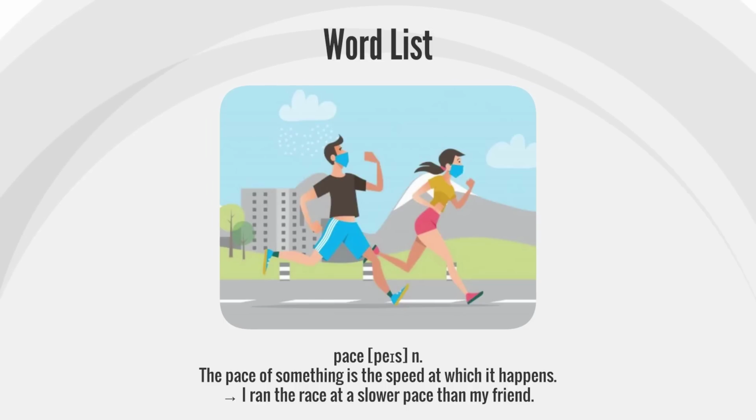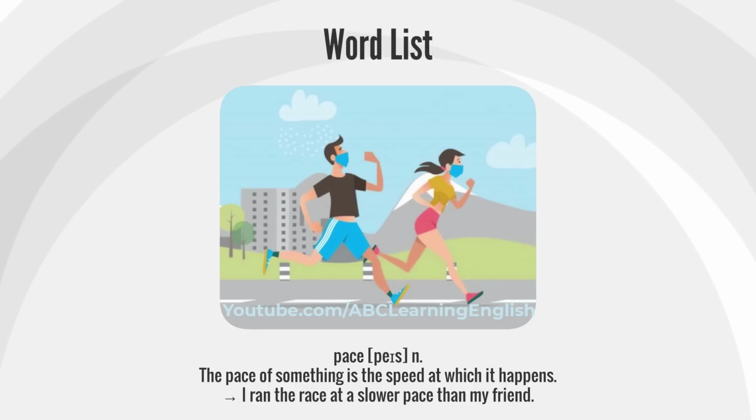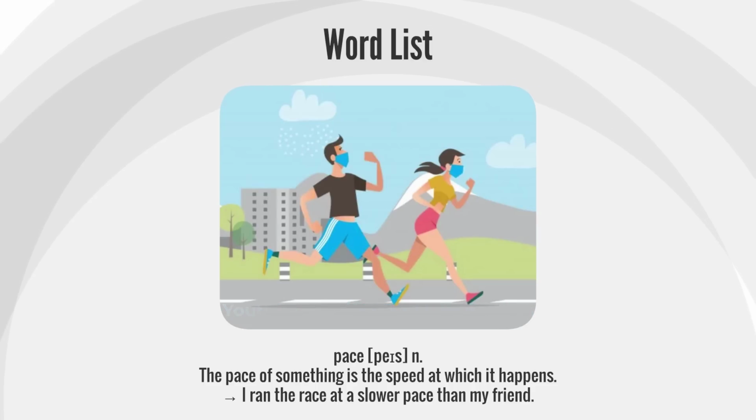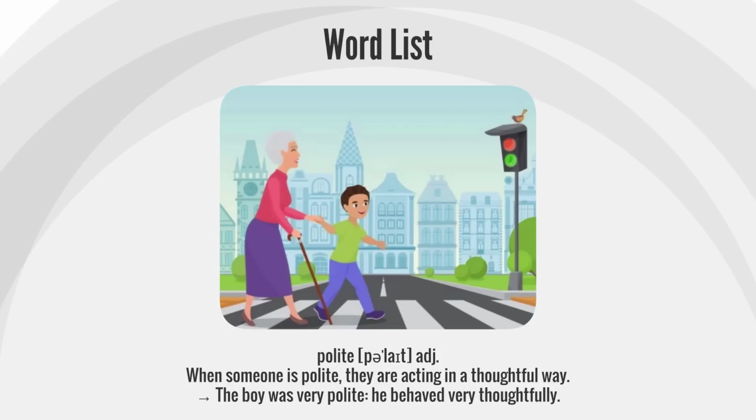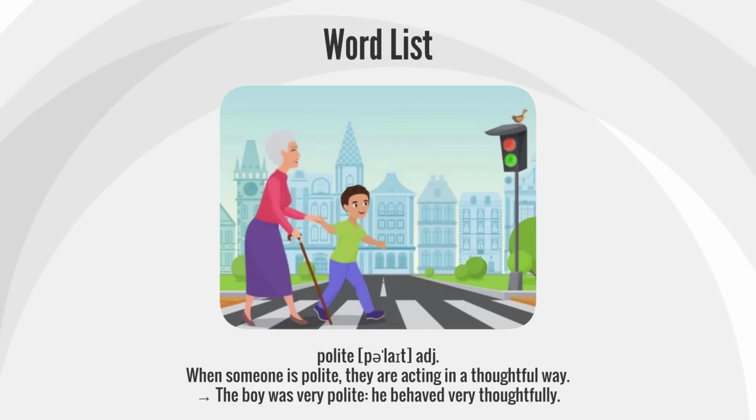Pace. The pace of something is the speed at which it happens. I ran the race at a slower pace than my friend. Polite. When someone is polite, they are acting in a thoughtful way. The boy was very polite. He behaved very thoughtfully.